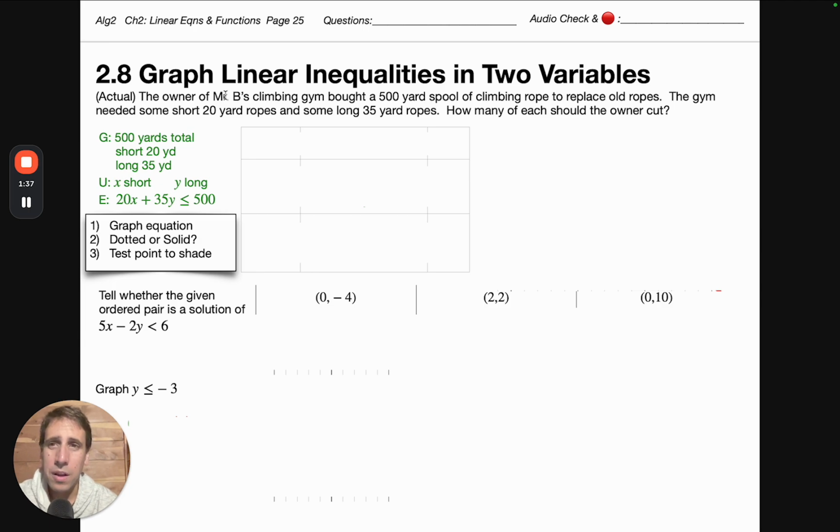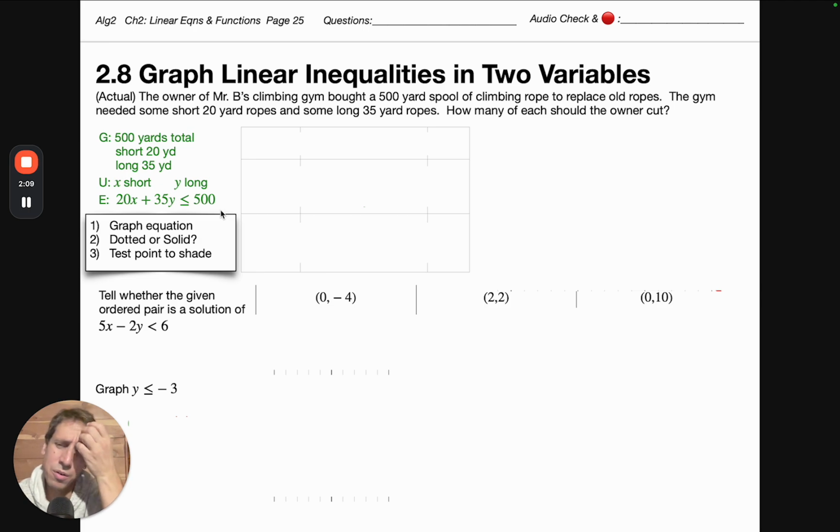However many 20-yard ropes you have, I'm going to multiply that by x. So 20 times x is how much rope I'm going to have from short ropes. And then y is how many long ropes, and they're each 35, so 35 times y gives the total amount from long ropes. Then I'm going to add them together, and I need to make sure that's less than or equal to 500.